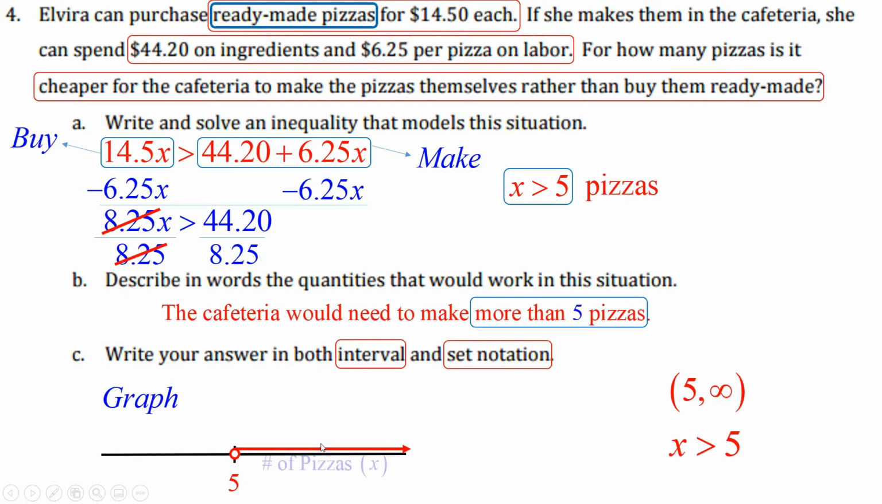And then let's label this. That's the number of pizzas x right here. So we have interval notation, we have set notation, and then we have a graph. Those 3 things all say the same thing. Isn't that cool?